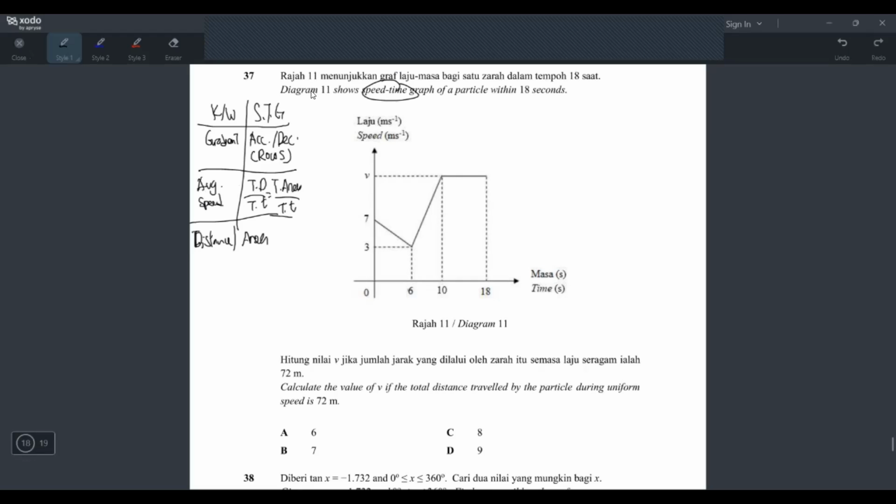Okay, let's read the question. Diagram 11 shows speed time graph of particle within 18 seconds. So this one 18 seconds, this one speed, this one time. Okay, the unit S minus 1, this one is S. So they should have matched. Okay, what happened here? What happened this line? This one is not moving backwards.